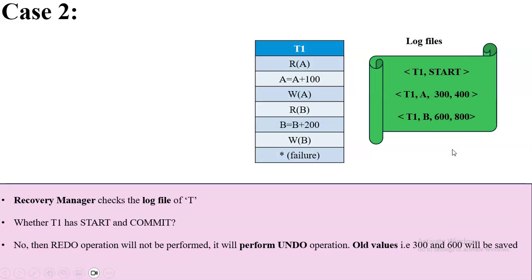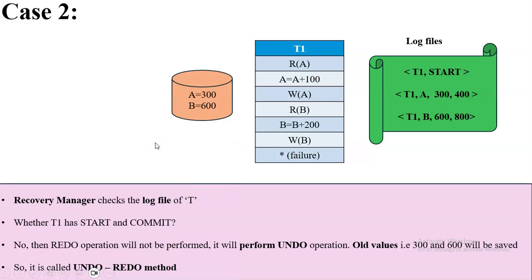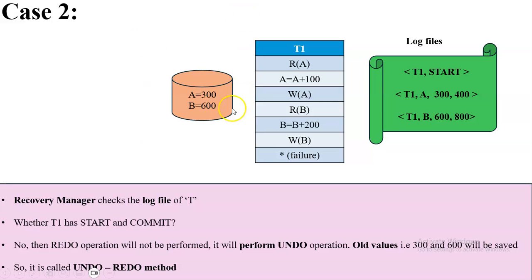Undo operation means whichever are the old values, in this case 300 and 600, these old values will be saved in the database. That is why this particular approach is called the undo redo method, because we are undoing the values. So if you check, the database will have the values 300 and 600. The new values 400 and 800 have not been updated because there is no commit; the failure occurred before the commit.